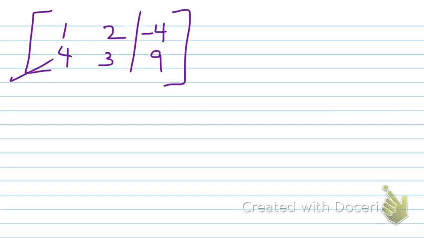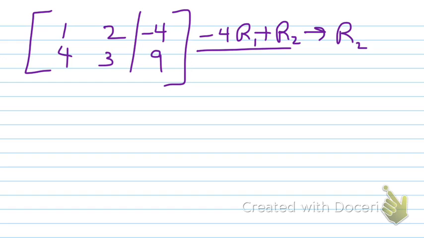Good. Next, we want a 0 down there. There's only one way to get a 0, and that is times row add. To wipe out 4, you're going to need a negative 4. So we're going to multiply negative 4 times this 1. Negative 4 times row 1, add to row 2, and that replaces row 2. That's our operation. That does involve some scratch work.